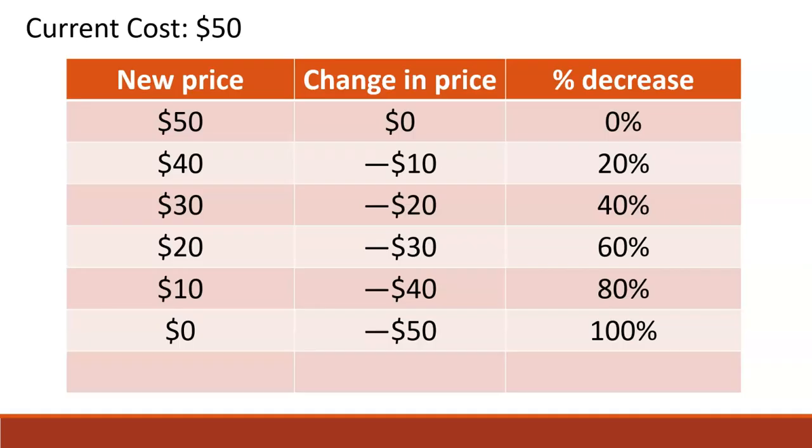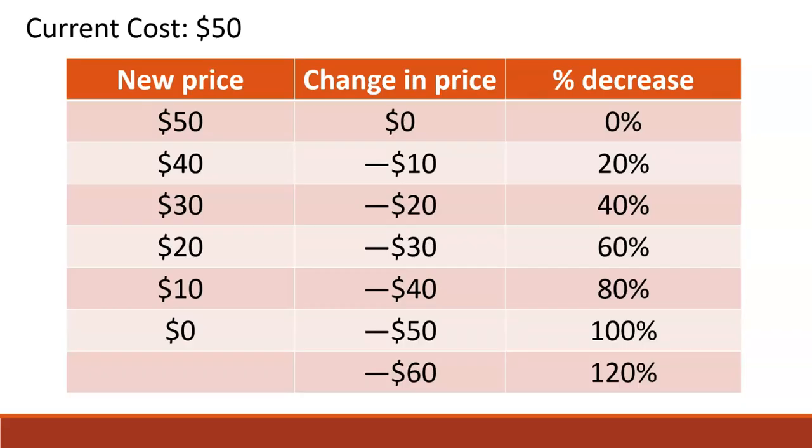Now we were promised a 1,000% decrease in price, which is a whole lot more than a 100% decrease. But for the sake of using what we see in the table, let's continue the patterns that we see. Our percent of decrease is following a pattern. 0, 20, 40, 60, 80, 100. So a 120% decrease would come next. The change in price also follows a pattern. So we've got $0 change, $10 change, $20 change, $30, $40, $50, $60 change would come next.